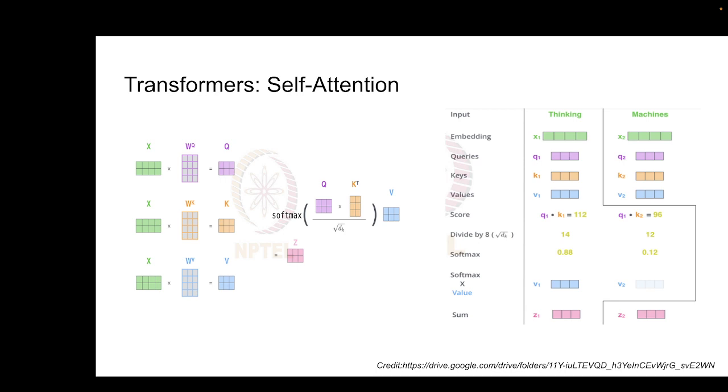Here again, all my x's are going to remain the same, which is not true for machine translation and other tasks. There the query comes from one source, and the key and value always come from another source.